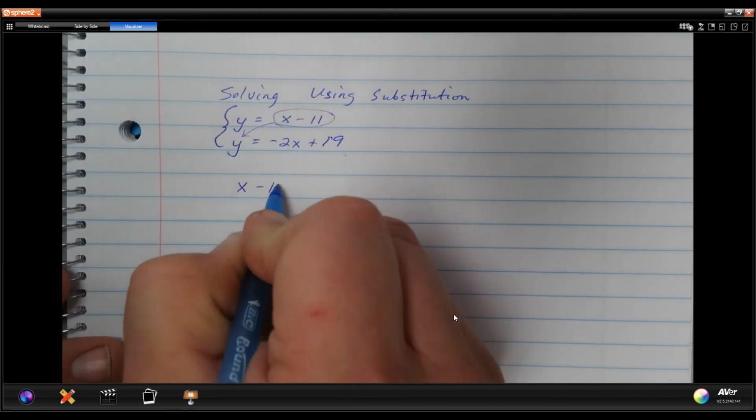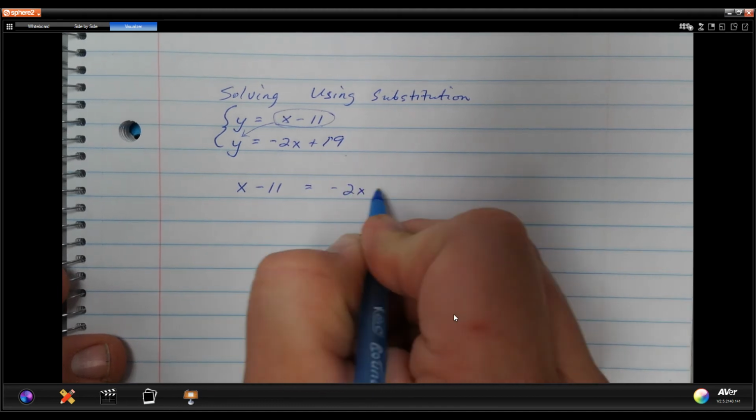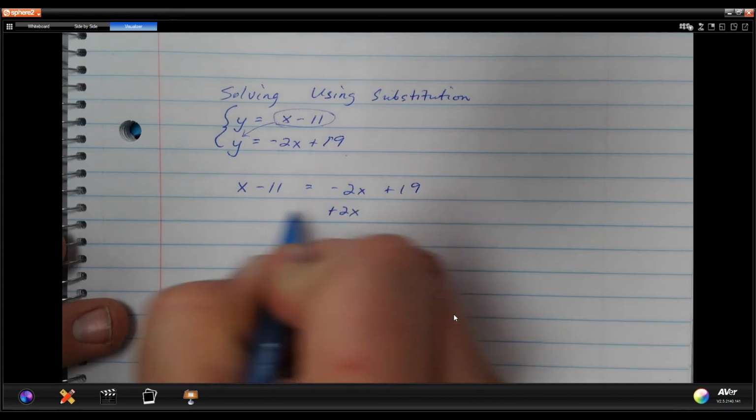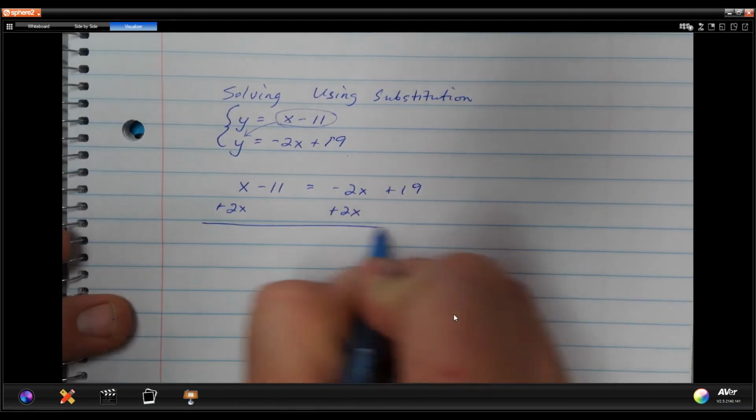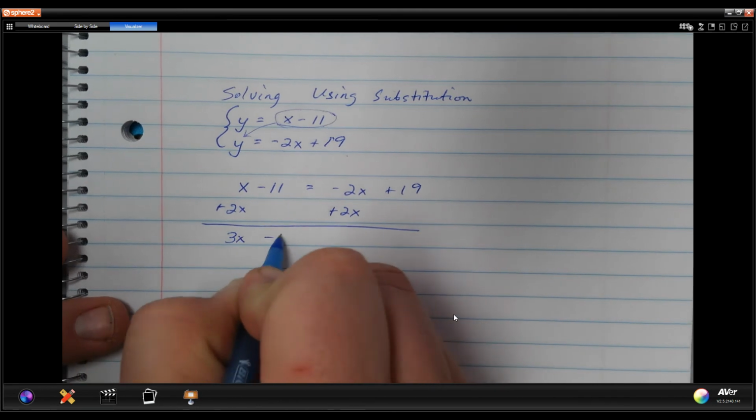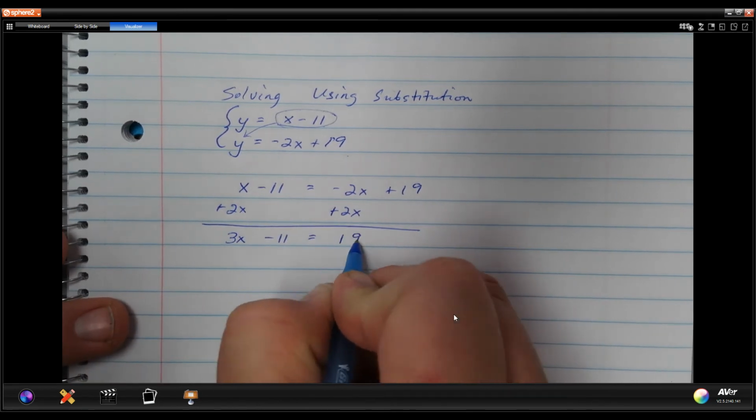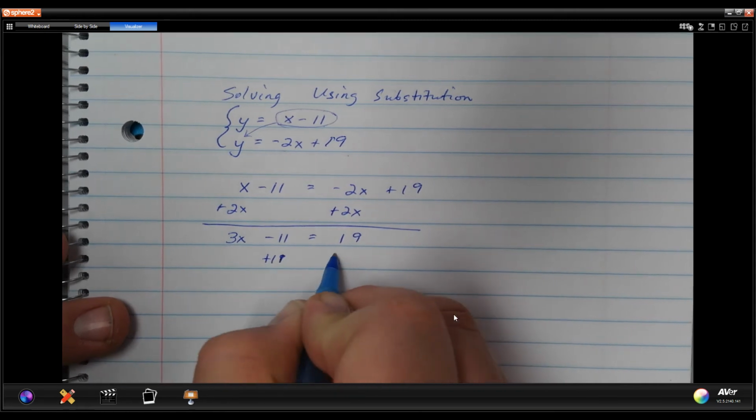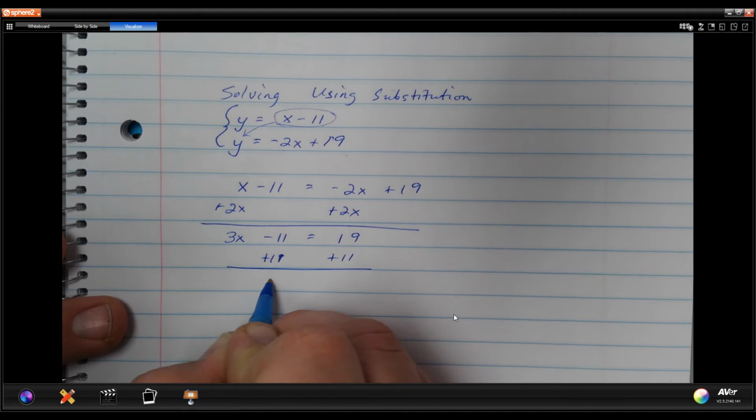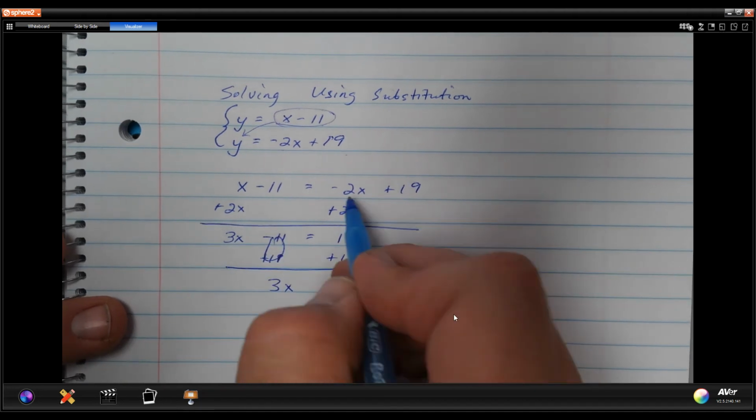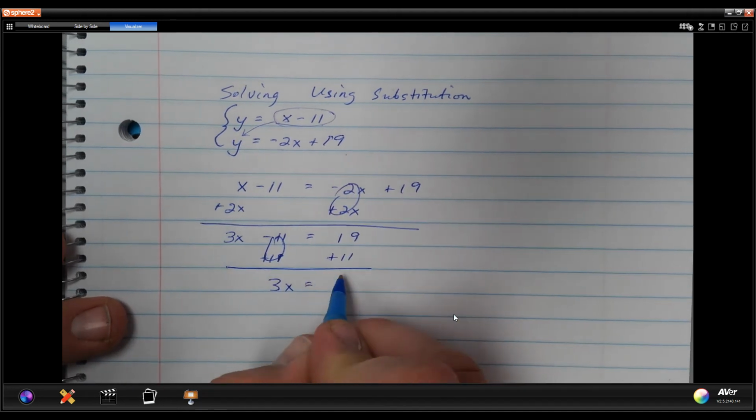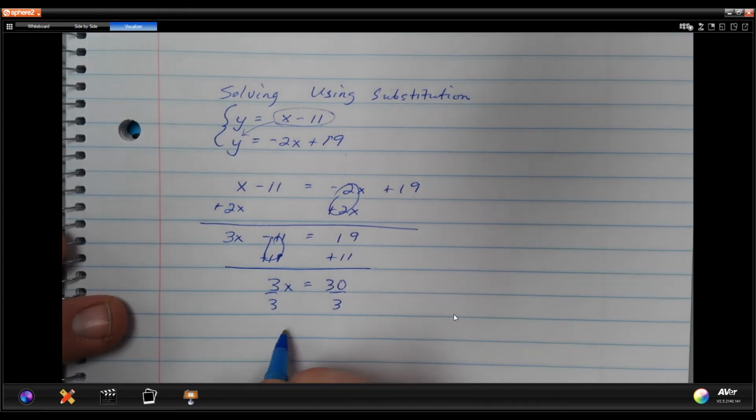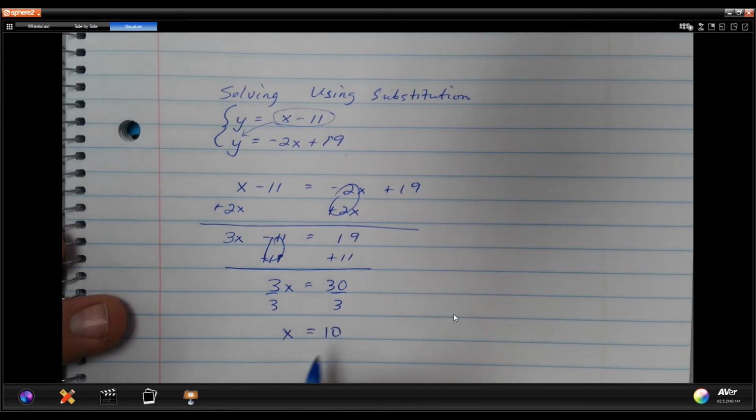to get x minus 11 equals negative 2x plus 19. From here, we solve as normal using the properties of equality. First, I started with addition property of equality to bring the x's together. Next, I'll use addition property of equality again to isolate the 3x, which will be equal to 30. Division property of equality will help us to find out x is equal to 10.